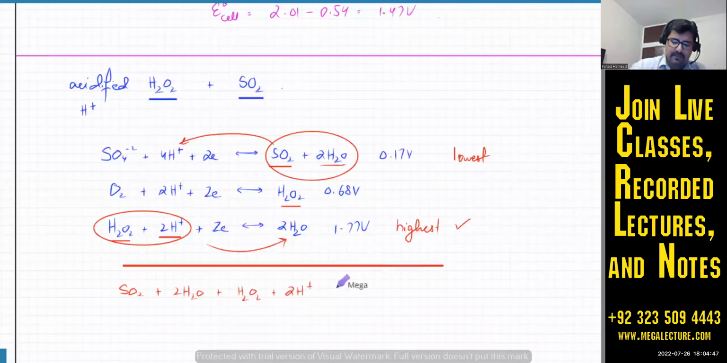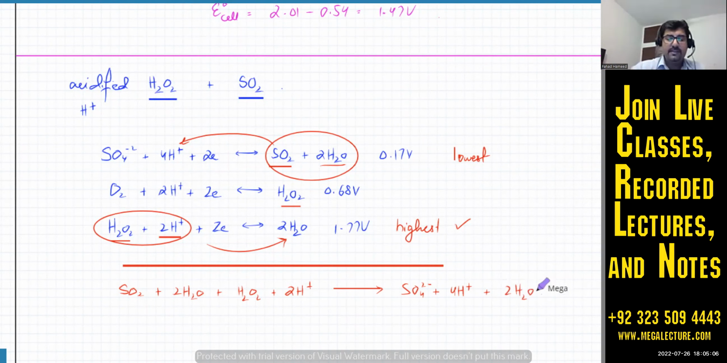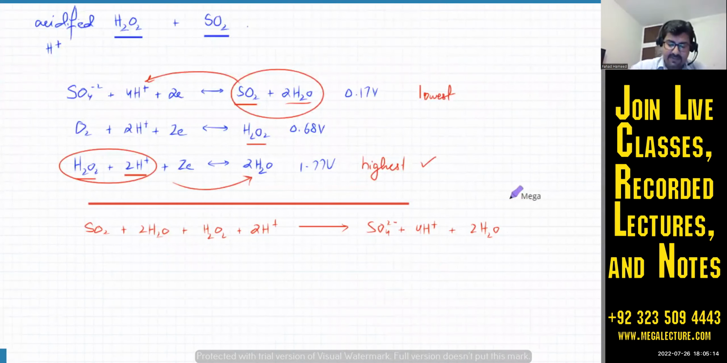Then you can write the products. What are the products in the first one? It's SO4 2 minus plus 4H plus 1, and the product in the second one is 2H2O. Now think of it as a math equation. If you've got things on both sides, they get cancelled out. I basically just added up the two half reactions. What is going to get cancelled out? The water is going to get cancelled out, and two of the H plus 1s will get cancelled as well. On the right side you'll just be left with 2H plus 1.